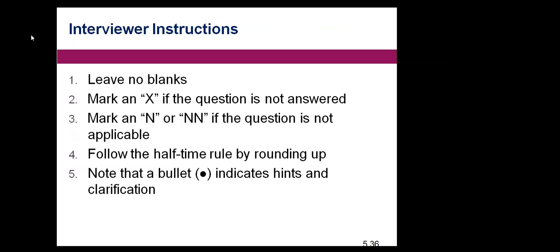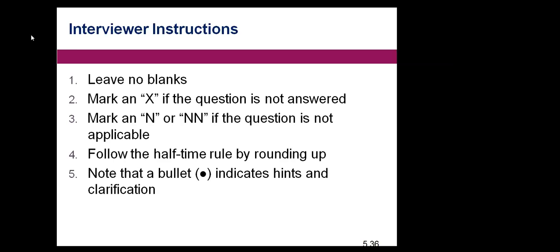And then interviewer instructions. One, leave no blanks. Try as hard as you can to fill every space. And then mark an X if the question is not answered. If you have explained and tried to rephrase or paraphrase, and the client has not answered or is resistant, then you don't have to push too hard for the client to respond to the question. So you put an X, which signifies that that particular section has not been answered.